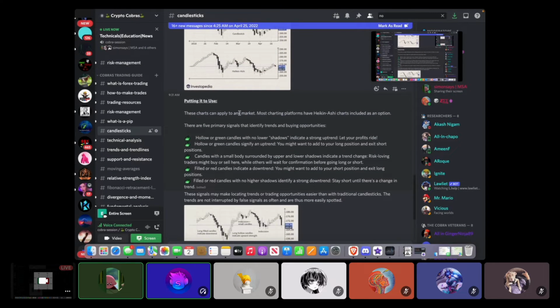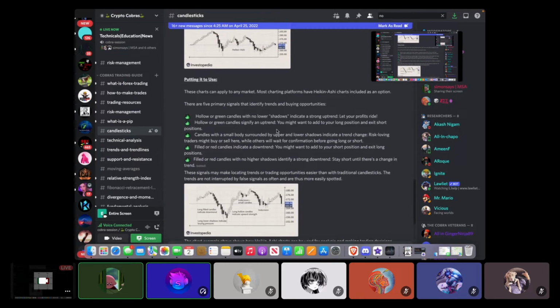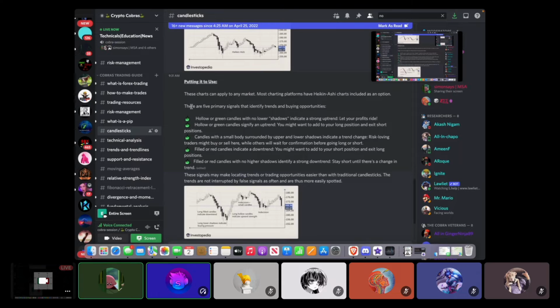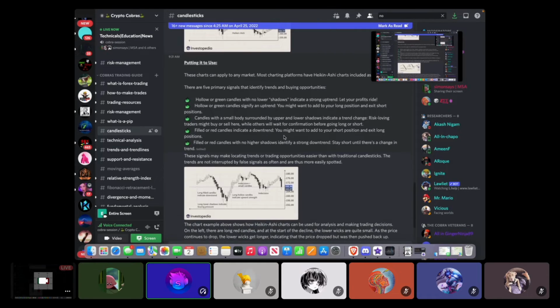These charts can apply to any market, right? So stocks, commodities, cryptos, all charts are the same. They use the same kind of candlesticks to be monitored. So most charting platforms have Heikin-Ashis included. You just have to switch it real quick, take a quick look. These are 5 primary signals to identify trends and buying opportunities.